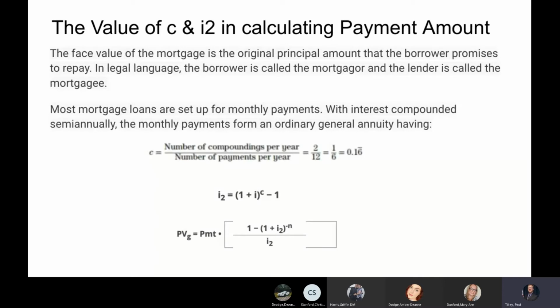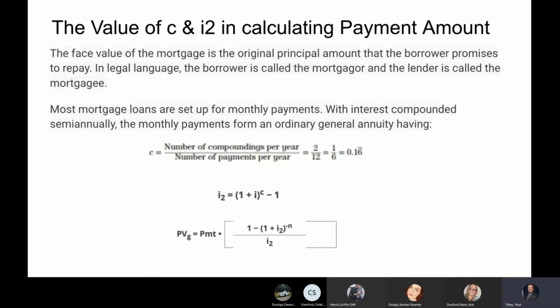Whenever we get an ordinary general annuity, we have to come up with a revised version of I, which is the interest rate. We do that with a couple of calculations. The first one is this calculation. We calculate C, which is the number of compounds per year over the number of payments per year. The good thing about mortgages is that C is usually a constant number, because the number of compounding periods is 2, as I just said. Most mortgages are compounded twice yearly, according to Canadian law. And the number of payments we'll assume is 12. That's the common one. So that's 2 over 12, which is 1 over 6, or 0.16. So the value of C is often 0.16.